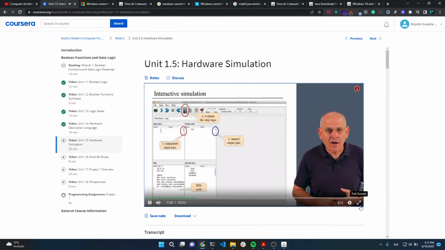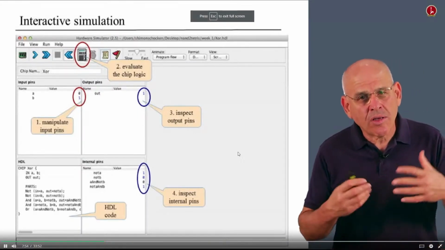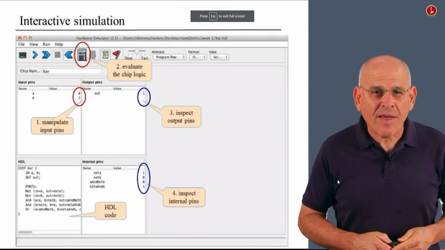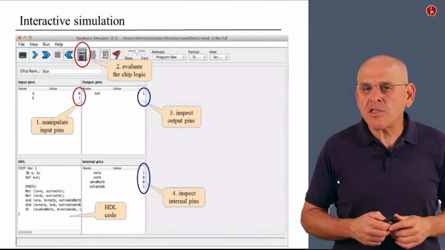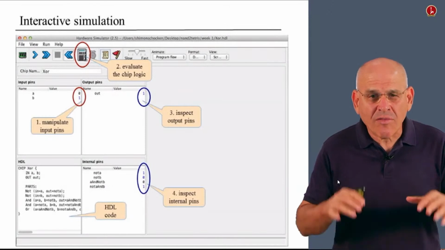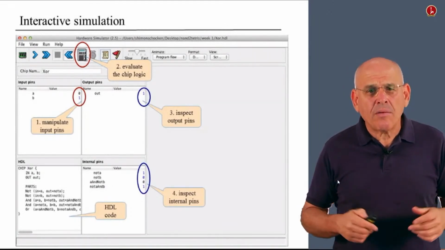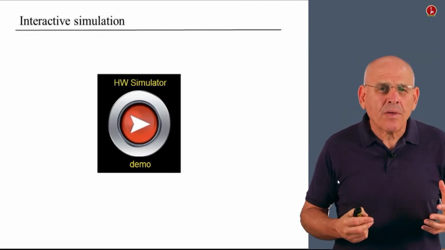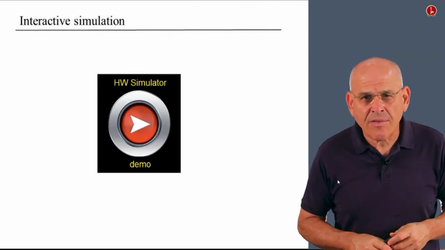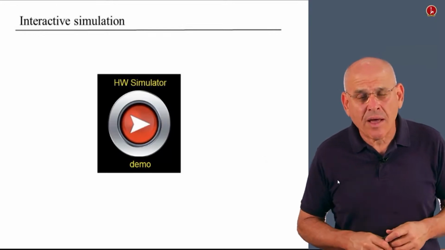In this particular case, we have only one output called out. And once again, if we want, we can also inspect the current values of the internal pins. So altogether, this GUI gives us everything that we need in order to carry out hands-on interactive simulation of the XOR chip, or any other chip for that matter. All right, moving along, I would now like to give you a hands-on example of the hardware simulator in action. So let's do that and then go back to the lecture.